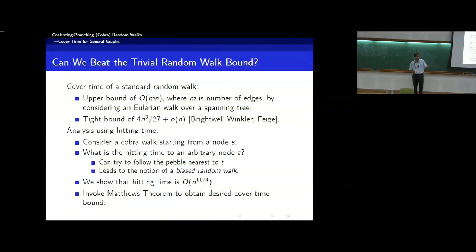Okay, so we are just focusing our attention on the following question. Here, the Cobra Walk starts at the source. How long will it take to hit a particular target T?